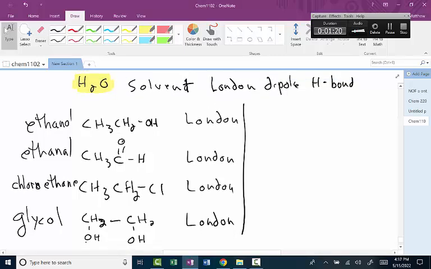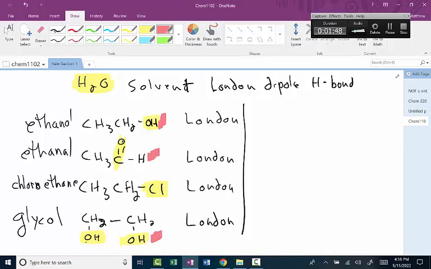So for ethanol, we have this polar part here. For ethanal, we have a polar part. And for chloroethane, we have a polar part out here, but it's not very polar in there. And glycol, we have two polar parts. And we also have, for these three, strong hydrogen bonding.